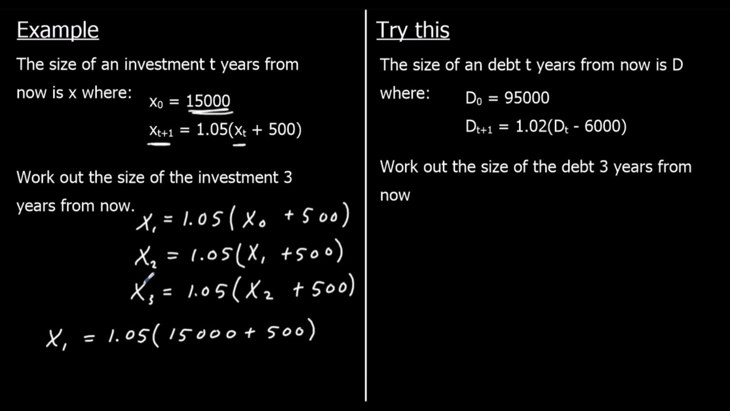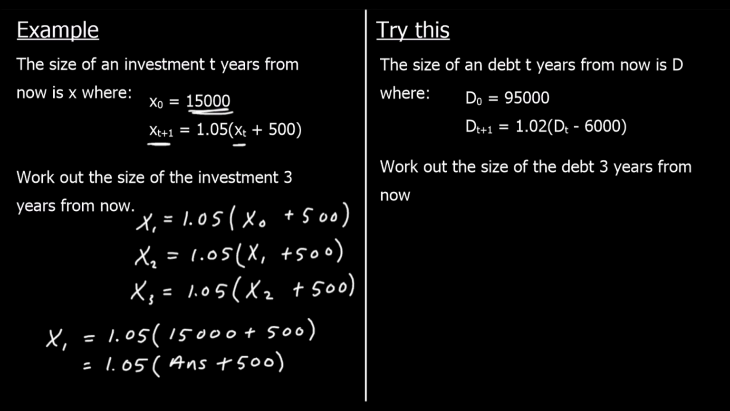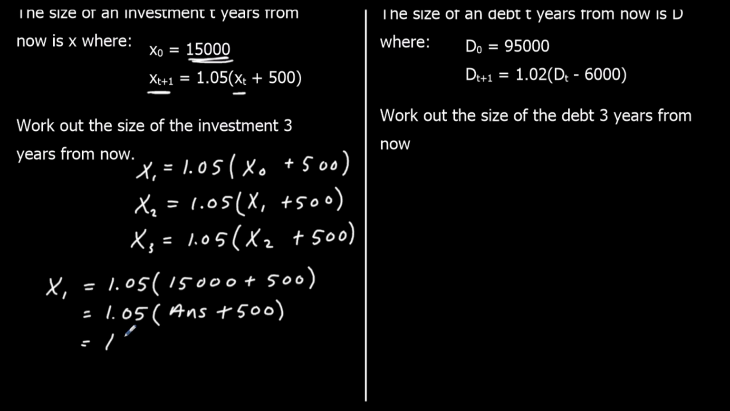So what I can do is in the calculator, instead of writing 15,000, I can write ANS now. So in my calculator, I'm going to do 1.05 times ANS, the answer button, plus 500. So 1.05 times ANS plus 500. And that gets me 16,275. So we can say x1 is 16,275, probably pounds, but it didn't say in the question.